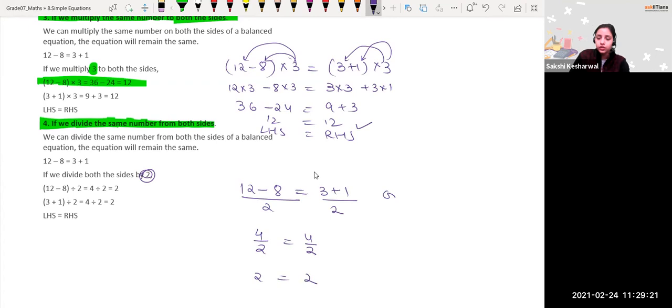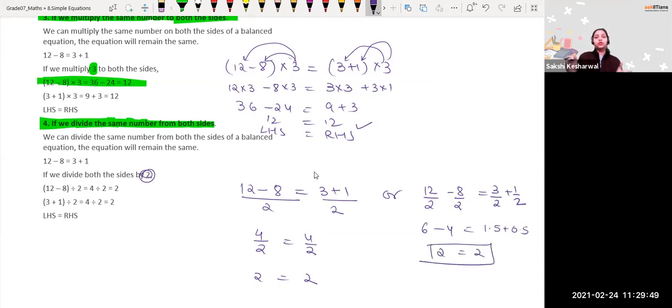Or you can just do it like this: 12 minus 2 minus 8 minus 2, and 3 by 2 plus 1 by 2. Right. So you can do it either way because now this will become a fraction, and later on you will convert. Now this is again a like fraction, and then for fractions you will take the LCM and then you will be solving. So this is equal to what? 6 minus 4 and this is what? 1.5 plus 0.5, right or not? So can I say this 2 is equal to 2? This is the other way, right? So LHS is equal to RHS. So what you can do, you can add, you can subtract, you can multiply and you can divide on both sides to get the answers, right?